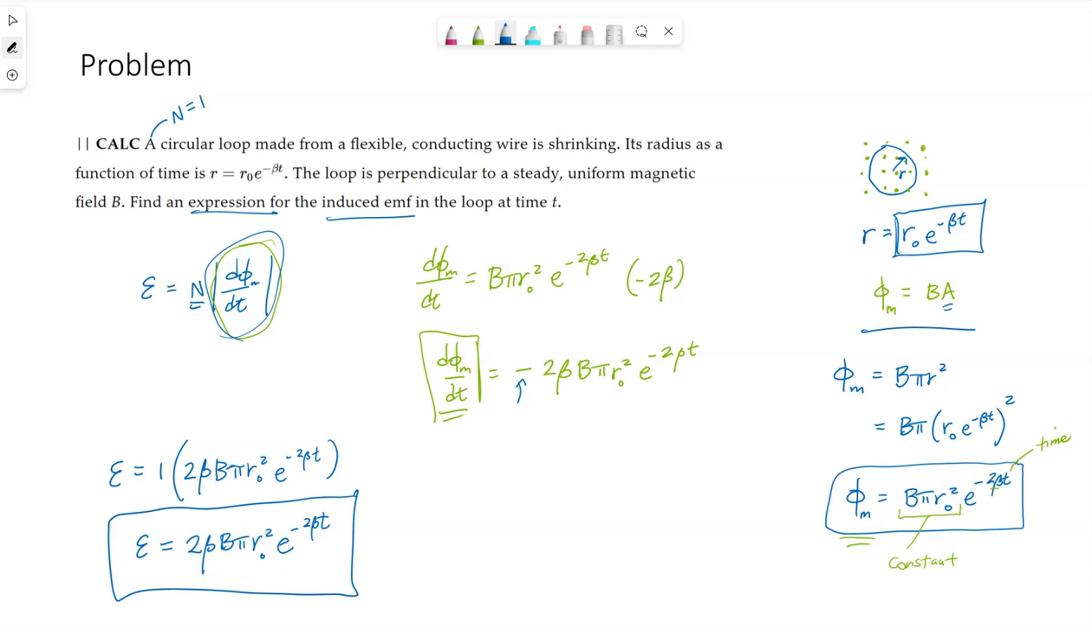Now we don't get a specific numerical answer here because they did not give us values for how strong the magnetic field is or what the initial radius was. But now we have an equation that we've already solved that we could plug any initial conditions into and come up with an answer. And so this is what they were representing. This is our expression. This is how we would calculate the induced EMF in this loop at any moment in time.